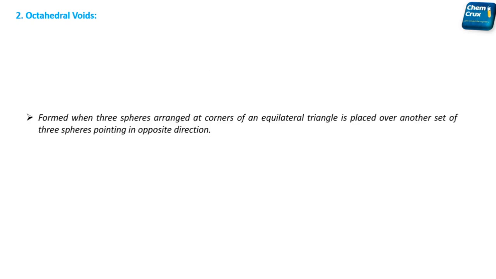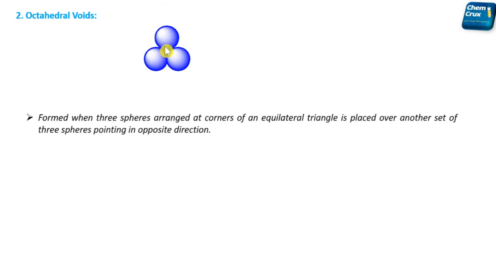So the next type of void that we will study is octahedral voids. Now octahedral voids are formed when 3 spheres that are arranged at corners of an equilateral triangle are placed over another set of 3 spheres that are pointing in opposite direction. So this is a set of 3 spheres, and you can see they are pointing in upward direction.